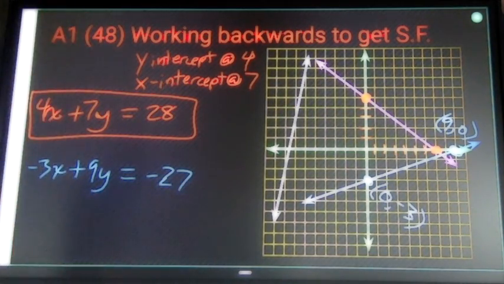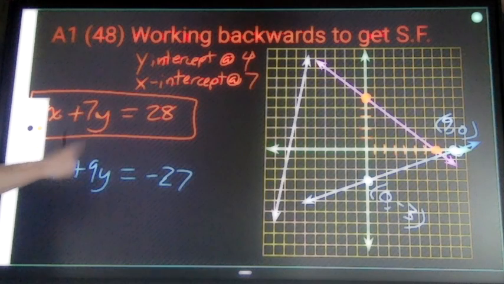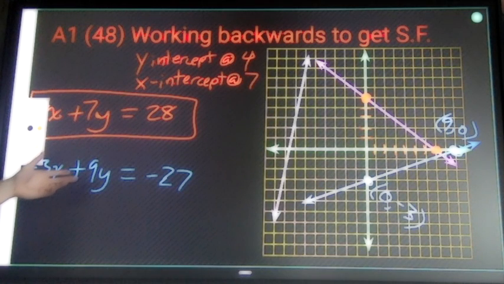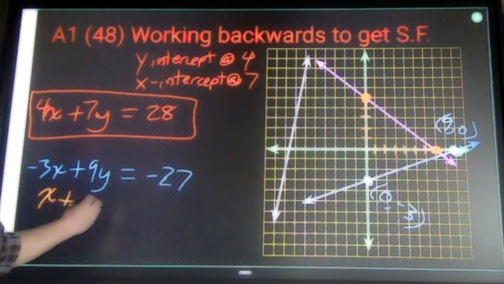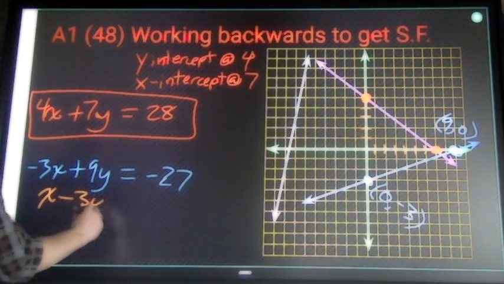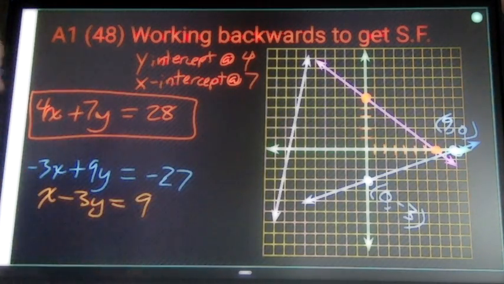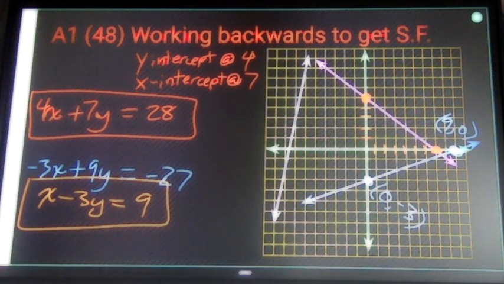All right, now, this is not yet in standard form because of two things. 3 divides all 3 of those numbers, and the x term is not allowed to have a negative coefficient. So I'm going to divide everything by negative 3. We'll have x minus 3y equals 9. Okay, that's standard form for the blue line.